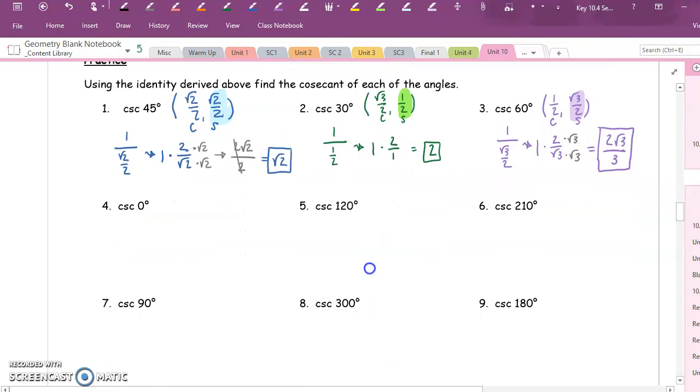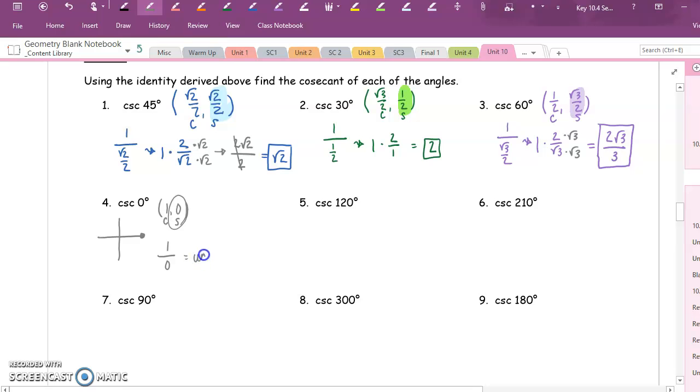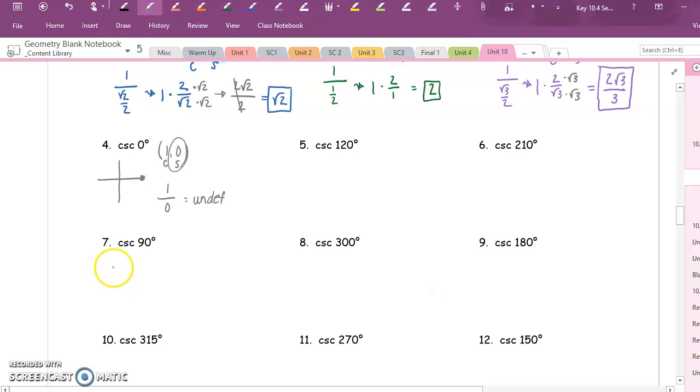Let's take a look at the axes now. So again, it's 1 over sine. So for cosecant of 0 degrees, it's right here. So we have 1, comma, 0. Cosine, comma, sine. So again, we're looking at the second one. So we have 1 divided by 0. So it's undefined. Let's take a look at another one on the axes. So let's go down here to cosecant of 90 degrees. Cosecant 90 is up top. So we have 0, comma, 1. Cosine, comma, sine. Cosecant is 1 over sine. So we're going to do 1 over 1, which equals 1.